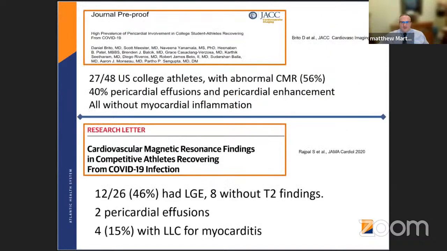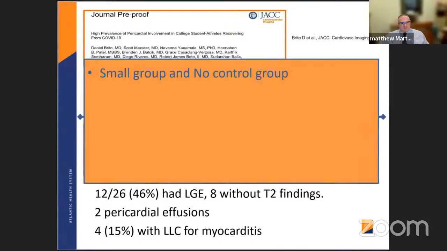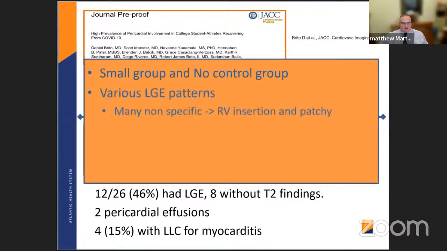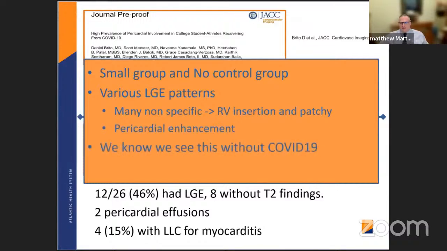So what we learned, I think, in the last year or so is that these challenges were that they were small groups. There were no control groups. A variety of late gadolinium enhancement patterns were noted, mostly at the RV insertion, and they were patchy. And we know we see this without COVID. We saw this in routine viruses. So it's a finding, but is it an important finding?